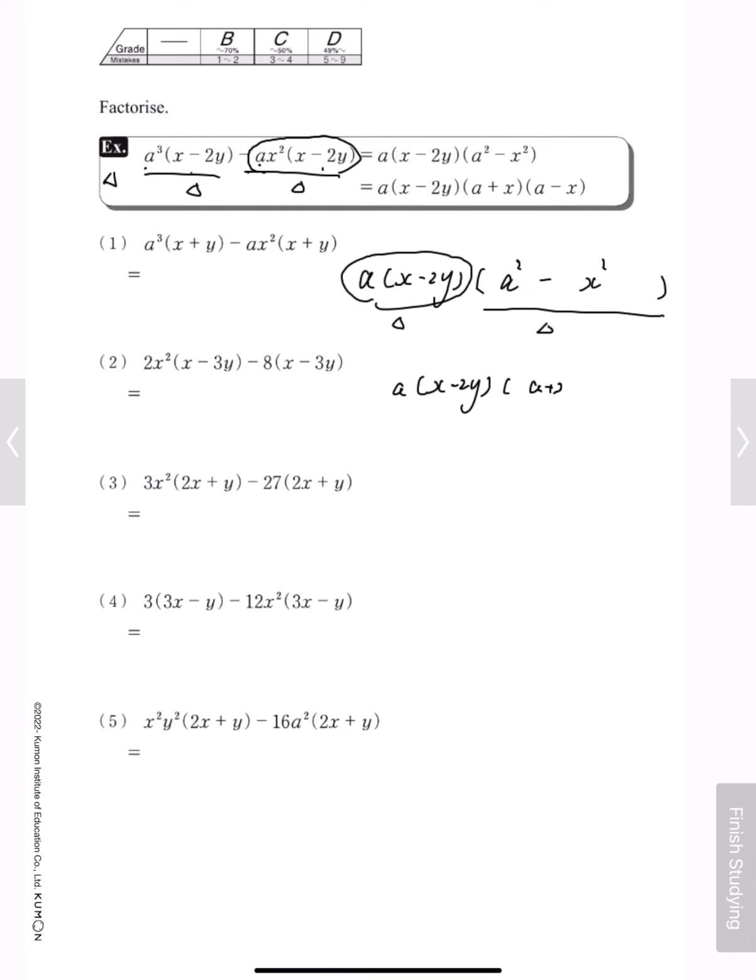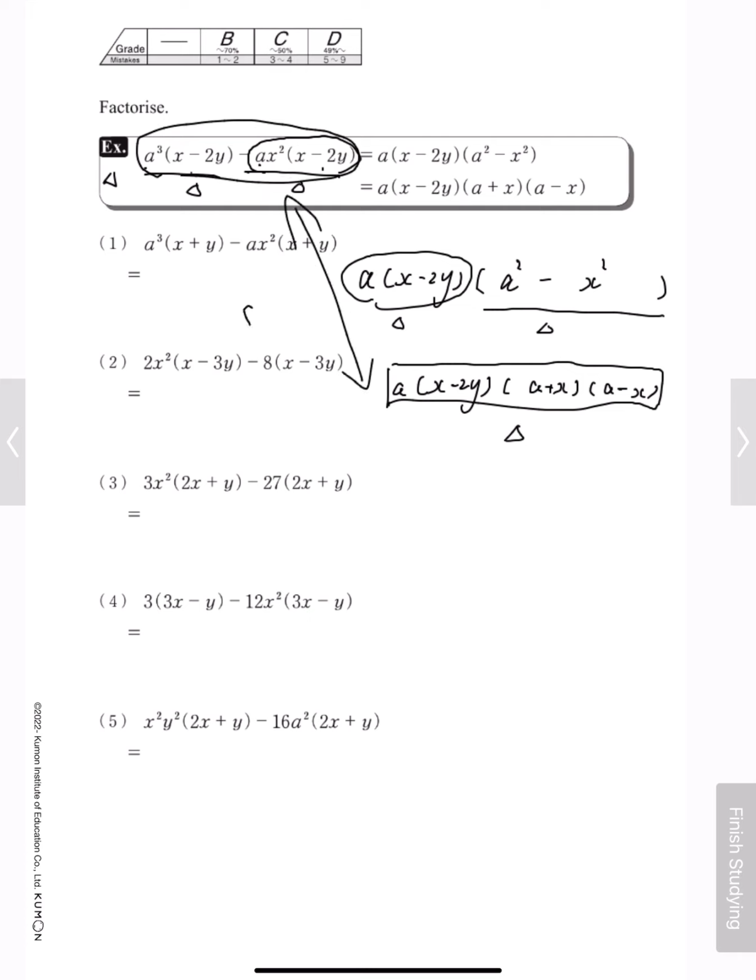a minus x, a plus x, a minus x. So this is your answer. Compare this with the original. They are the same. The only difference is that this is you wearing a t-shirt and this is you wearing a jacket. Nothing changes. It's just the form of it that changes.